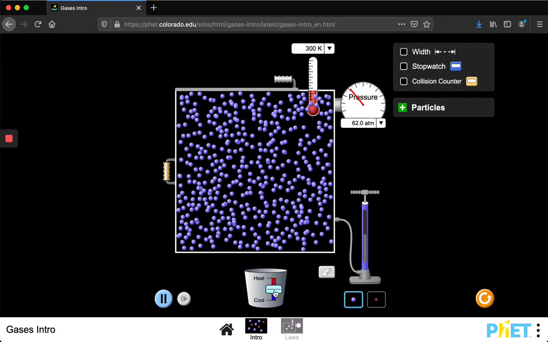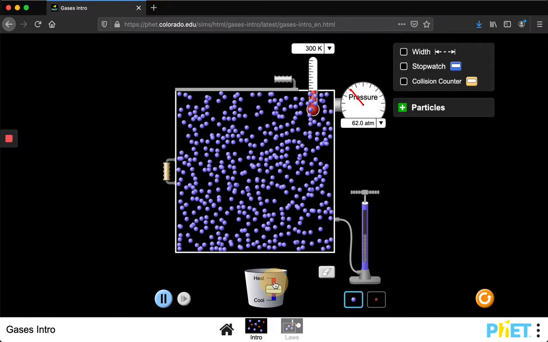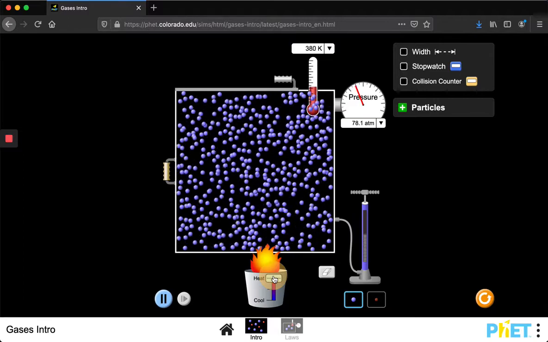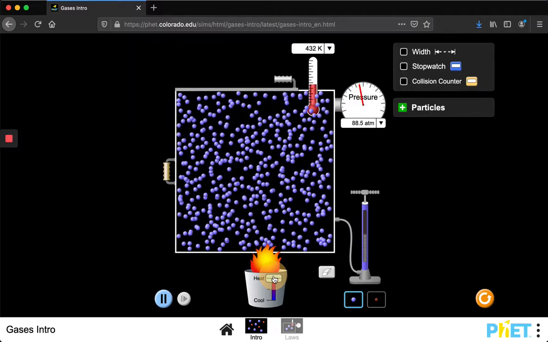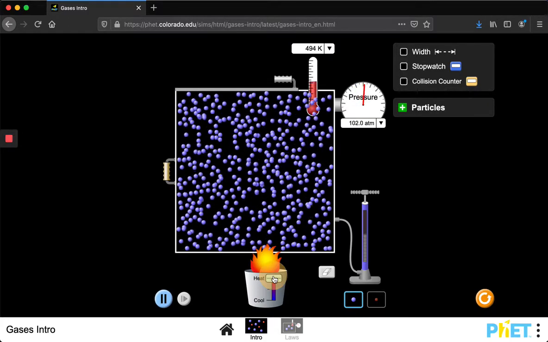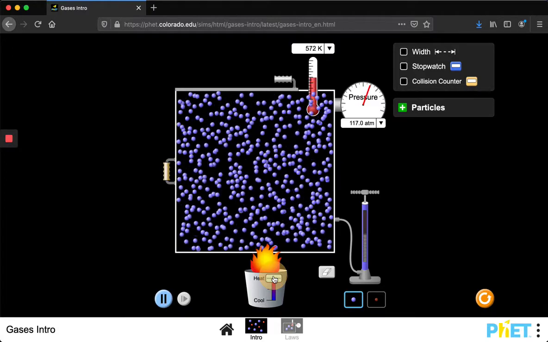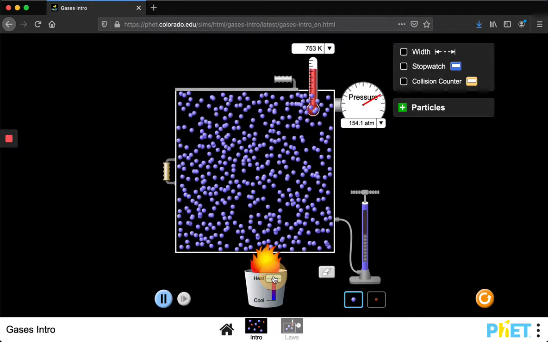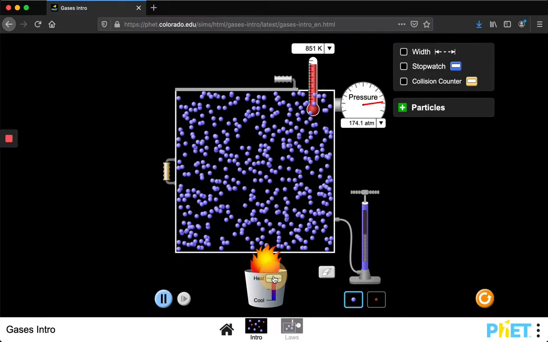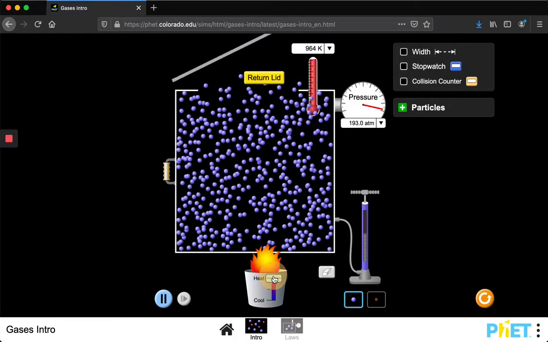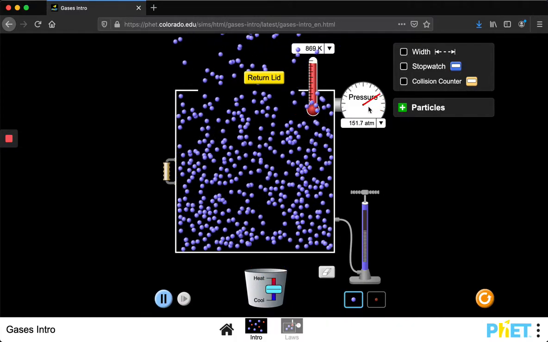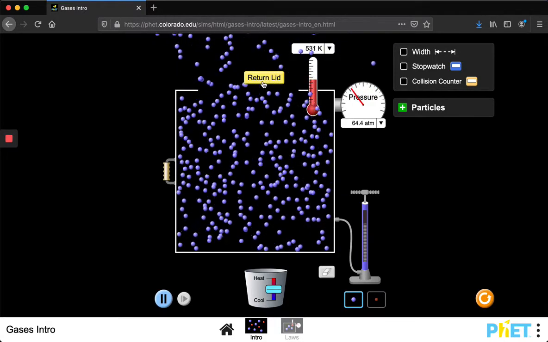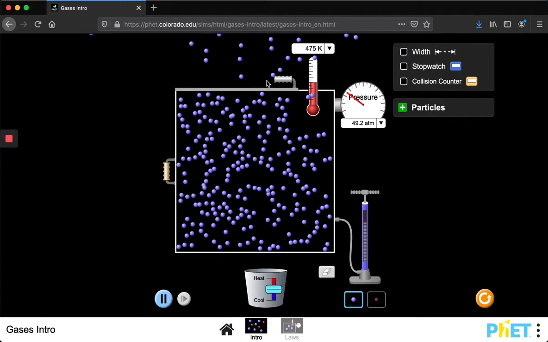And now I'm going to heat up the particles. If I heat them up, you can see at the top the temperature is increasing. As the particles get hotter, they move faster, and because they move faster, they collide with the wall more often. So you can see the pressure in the top right-hand corner is also increasing as they collide more often. Then you see we get too hot, the pressure is too high, and the lid flew off. Now the pressure is going down because all the particles are escaping. So I put the lid back on.